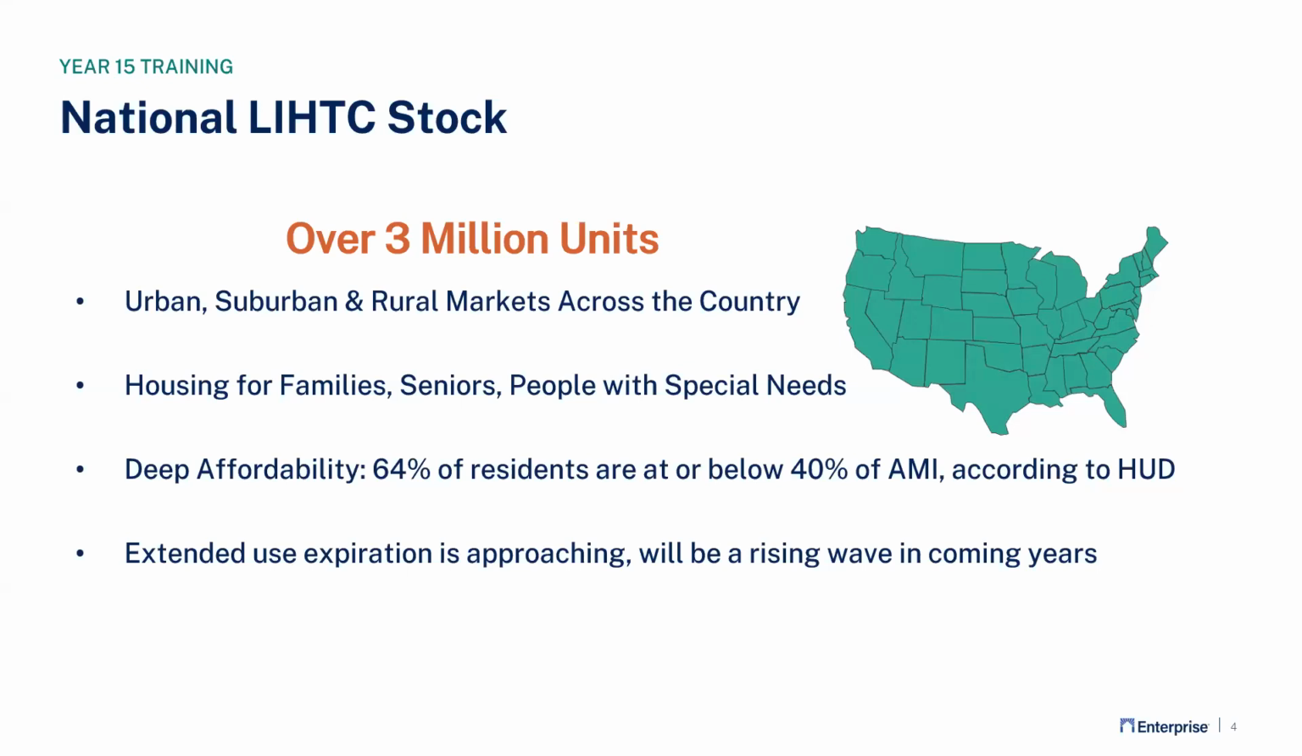So the program is very successful, but a lot of these assets are coming to the expiration of their initial compliance period, but also the extended use period is approaching, and some of these properties are coming out of their extended use, their additional 15-year extended use period, or perhaps it's a 30 or 40 or 50 years or 99 years in some locales. But more and more of these projects are coming out of their extended use period, and this is going to present some challenges for providing affordable housing across the country.